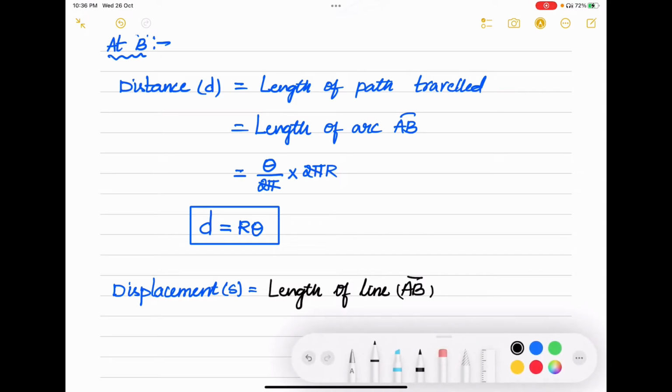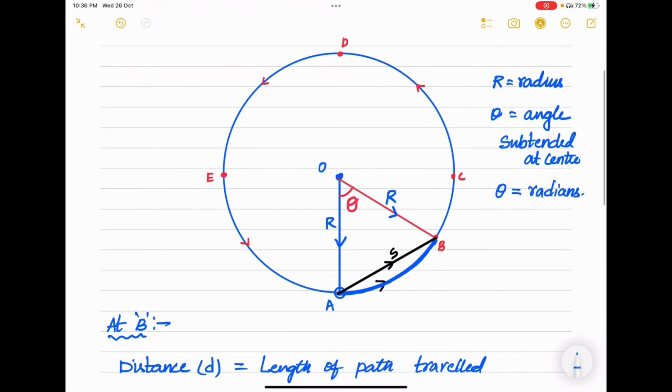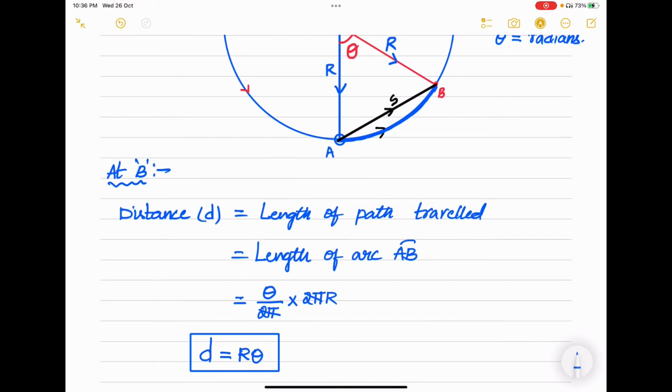So using the parallelogram law of vector addition, there are two vectors R and R separated by an angle theta, and we need to find this displacement S. One of these radii is assumed to be considered in the negative way. If you need to understand the parallelogram law of vector addition, you can check our videos. It's already explained there, and using that you can have a better idea about it.